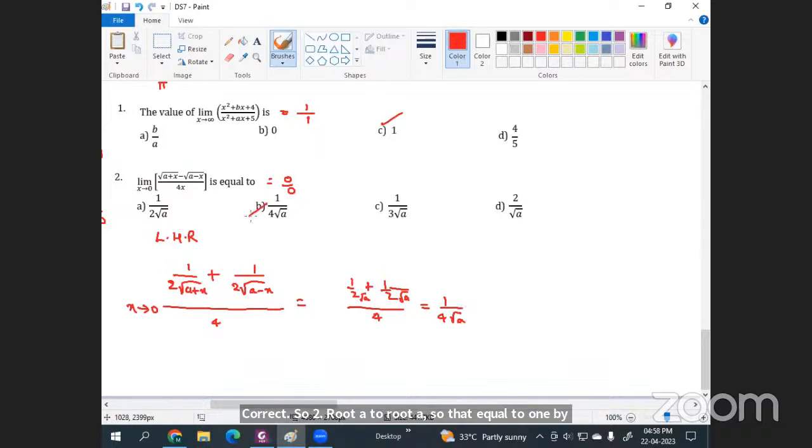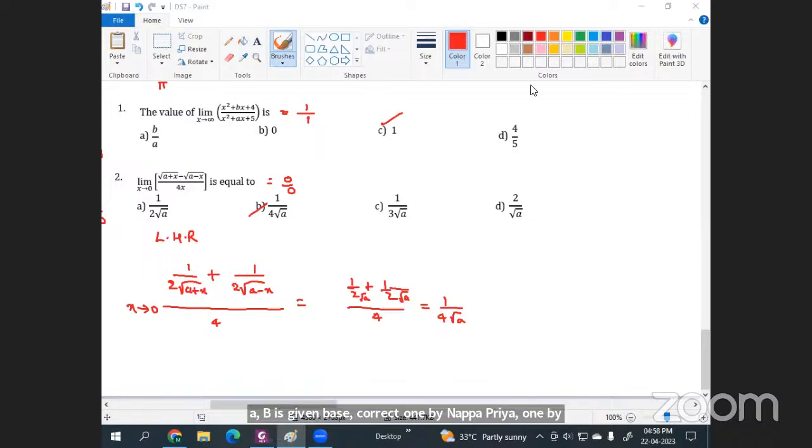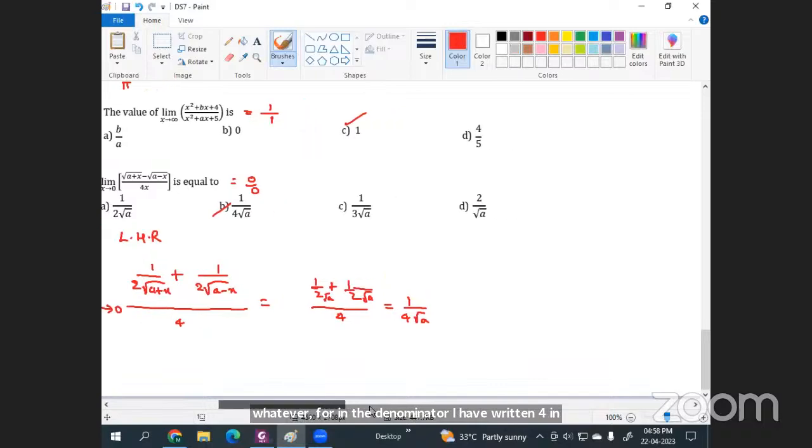Right, children? So the second option is the right option. 1 by 2 root a plus 1 by 2 root a is 1 by 4 root a. Most of them have given B, and B is correct. Bhumika, check it once again. Yogesh, Mohan, everyone has given option B. What about 4 in the denominator? I have written 4 in the denominator. Right. Next.